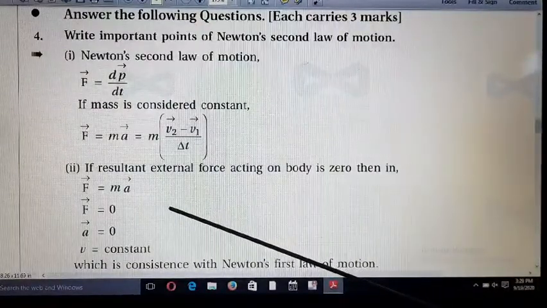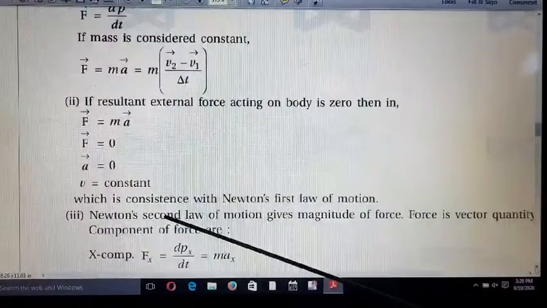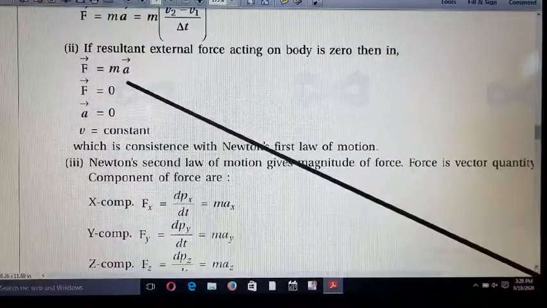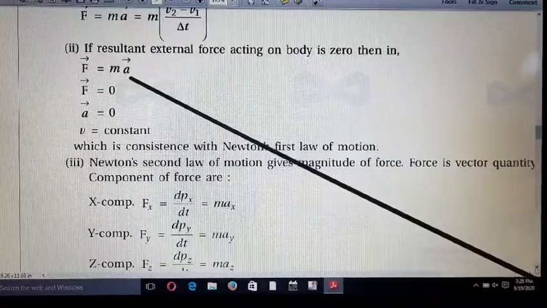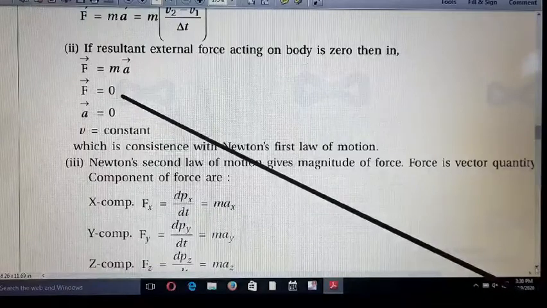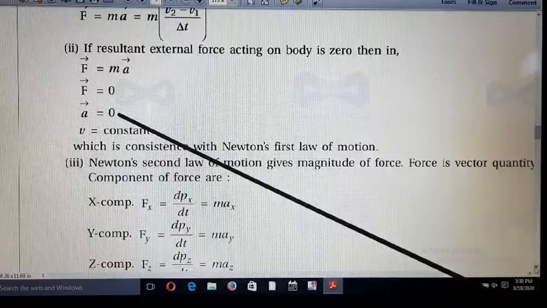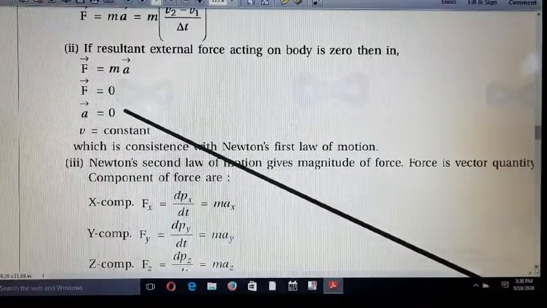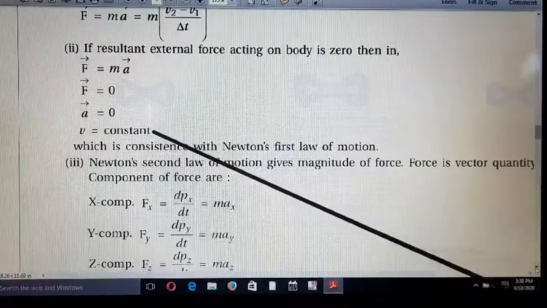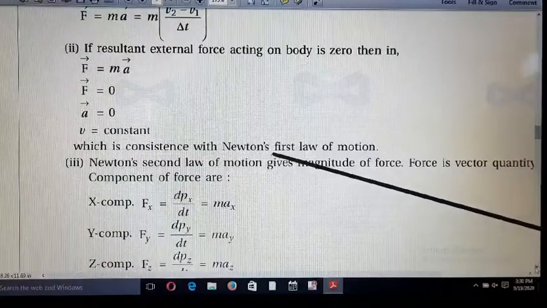Second point, if the resultant external force acting on a body is 0, meaning F is equal to ma, suppose now we take F is equal to 0, it means we get acceleration a is also 0, meaning v is a constant, meaning velocity is constant, which is consistent with Newton's first law of motion.